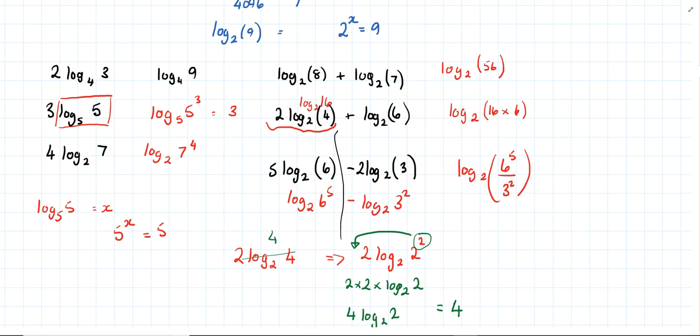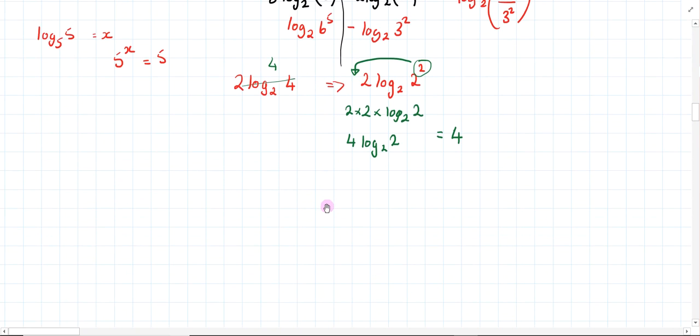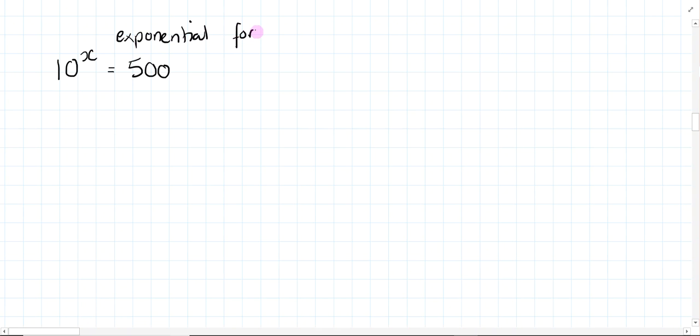Read me out a question and we'll go through it then. Okay. 10^x equals 500. 10 to the power of x equals 500. Yes. So that's in exponential form because the unknown is the exponent. So you want to write it in logarithmic form, yeah?